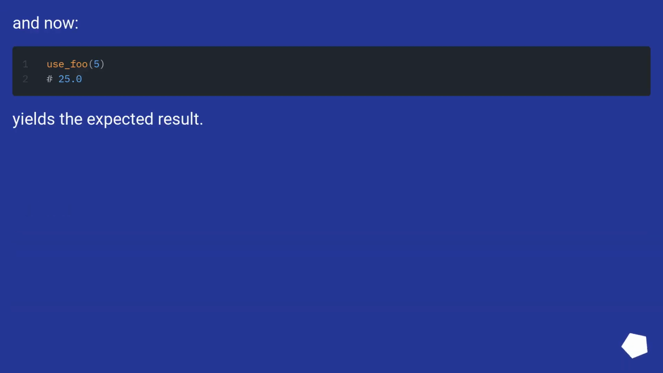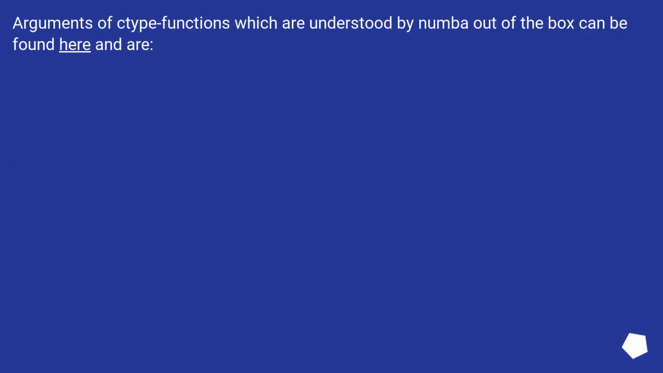And now it yields the expected result. Arguments of type functions which are understood by Numba out of the box can be found here.